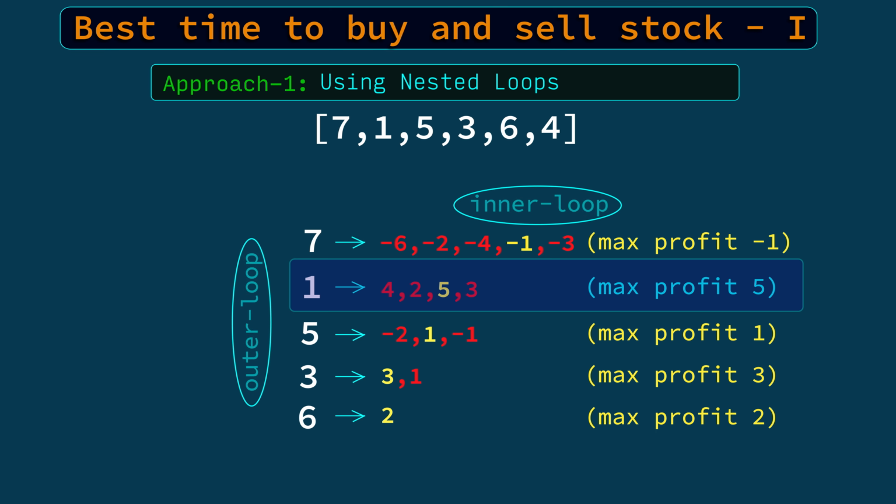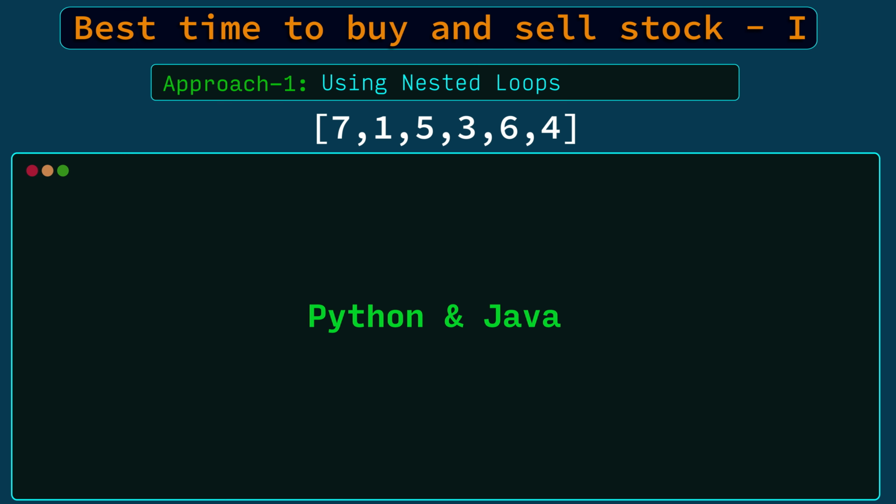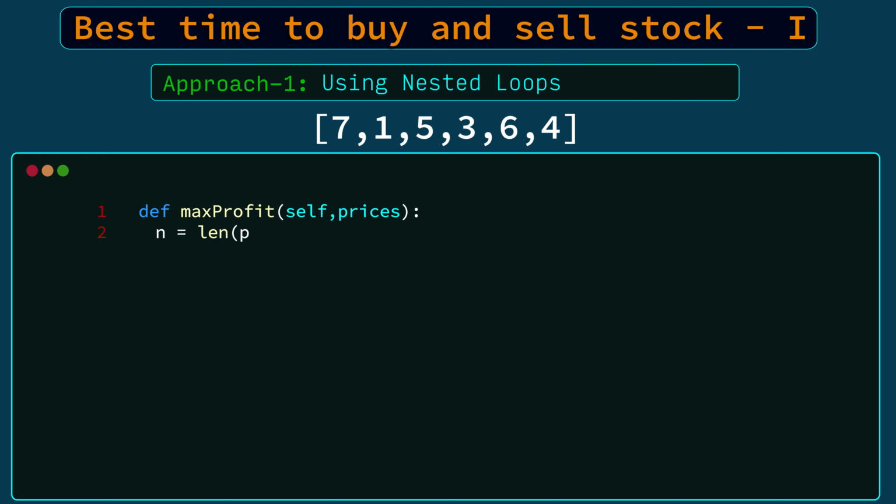Now let's try to code this in Python and Java and see how efficient this is on Leetcode. Starting with the Python code, I have defined a method called maxProfit which will take the stock prices array as an argument. Then let's take the length of the array and keep a max profit to track, and the initial value will be 0.